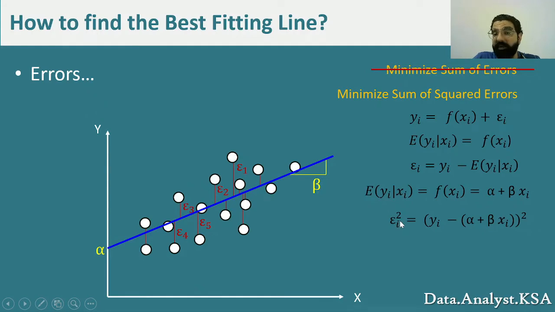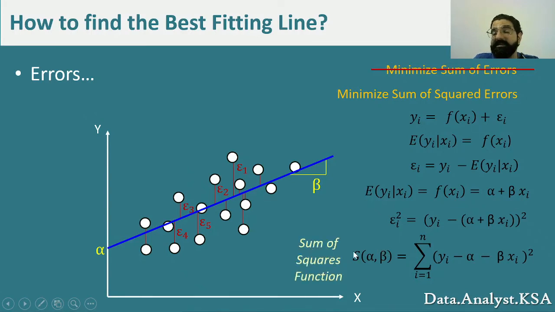Now we said minimize the squares of the errors. So what is my squared error? It's just the square of yi minus this, which is equal to that, all squared. If I take the sum of all my squared errors, it's the sum of yi, and I distributed the negative sign, so it's minus alpha minus beta xi, all squared. This becomes my sum of squares function. This is the function we are trying to minimize to find the best fitting line, by solving for alpha and beta that minimize the sum of squared errors. We call this the sum of squared errors function.